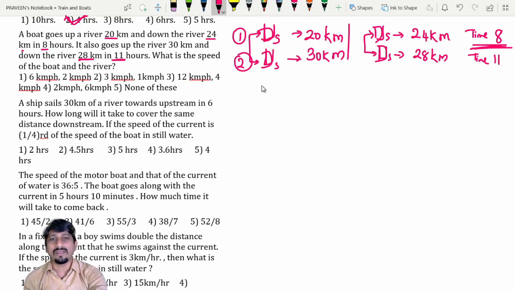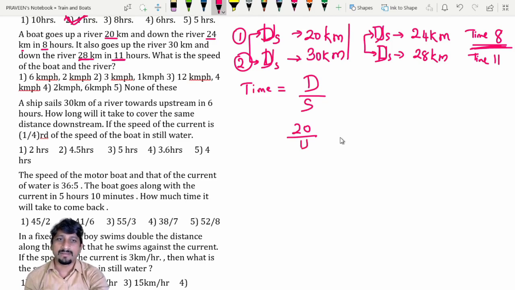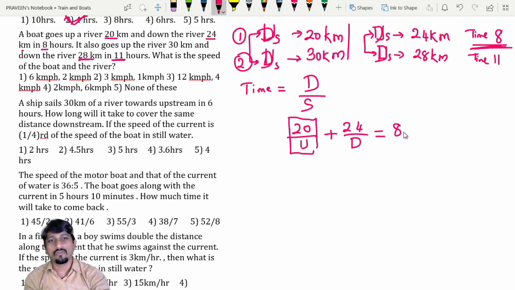I can convert it into time. What we know, time is equal to distance upon speed. So speed we know, we will take it as up here. So what I'll do, 20 upon u, that is the speed, plus, so this is the time, right? This whole thing is time now, right? And now this is 24 upon d is equal to 8 hours. This is what it is saying. So when we solve this, you will get the time. We can join them. This is equation number 1.